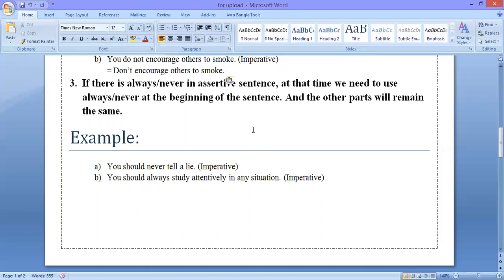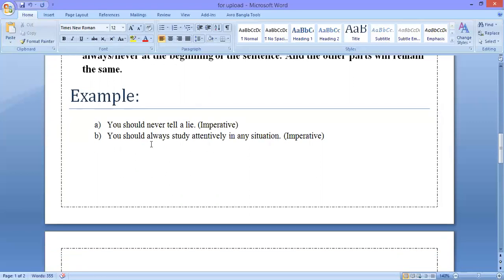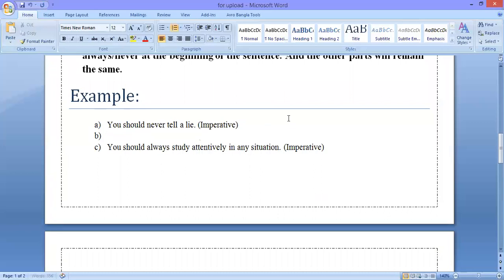After that, we have to bring the main verb. The rest of the parts will remain the same. Here I have given two examples. First example is, you should never tell a lie. This is an assertive sentence. Here we can see there is a never. So if you want to make this imperative, we shall have to bring never at the beginning of the sentence. So the solution will be like this: never tell a lie.